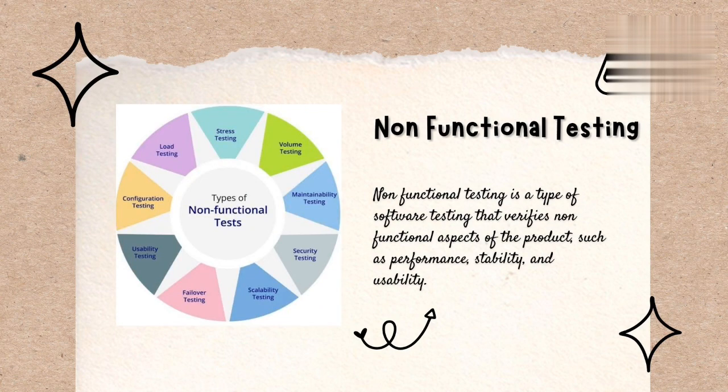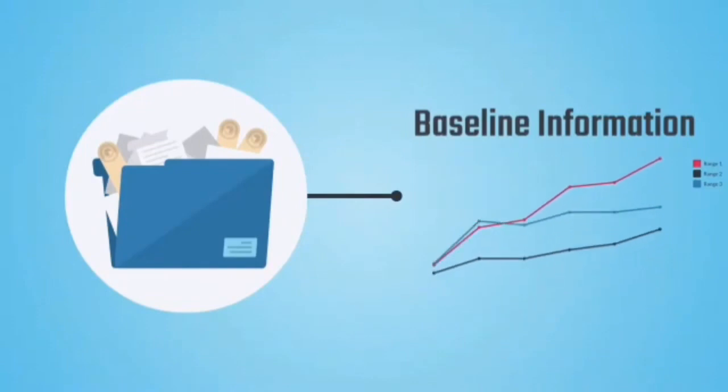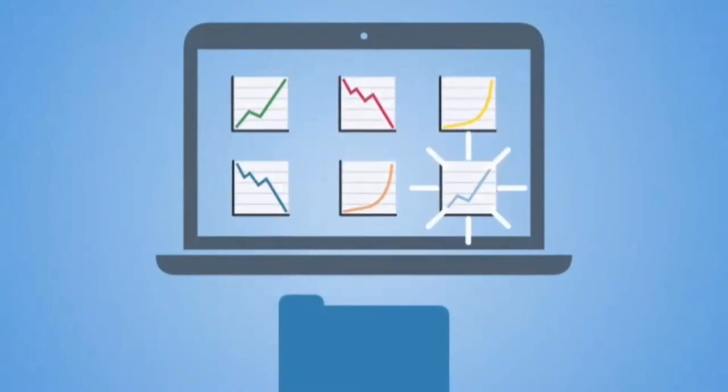Now we'll see what is non-functional testing. Non-functional testing is a type of software testing that verifies non-functional aspects of the product, such as performance, stability, usability, and many more. Now we'll see the third classification, which is based on how tests are repeated.